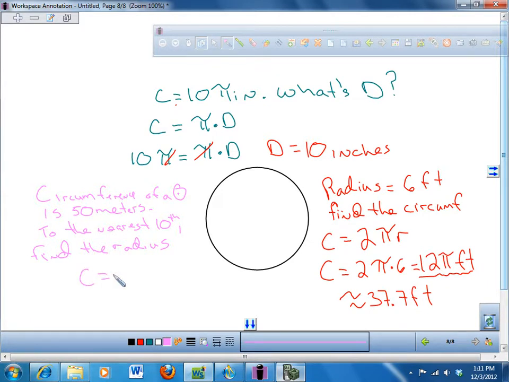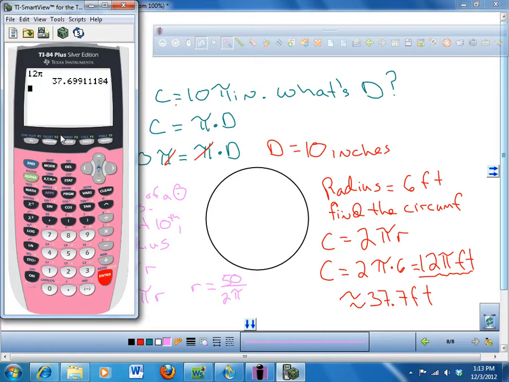Okay. So then what you want to do is, again, I would just write down your equation so that you have something to solve for. And you know that this is 50 and this is 2 pi. R is what you're solving for. So R is going to be equal to 50 divided by 2 pi. That's your exact answer. And to get an actual answer, be careful when you're using your calculator, okay?